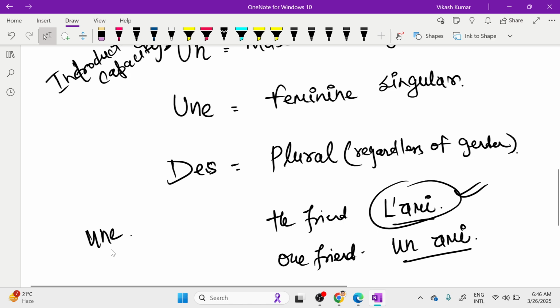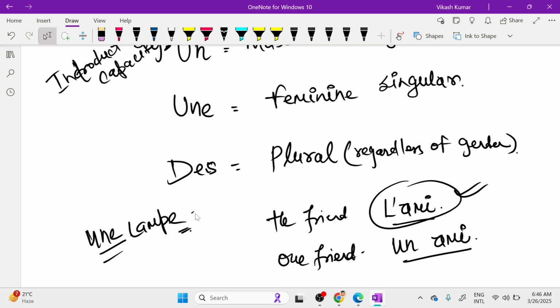If I'm saying je voudrais acheter une lampe, I would like to buy one lamp. So this is a sentence at a shop, right? I'll ask them, show me some lamps. I want to buy one. So this expression is perfect there.